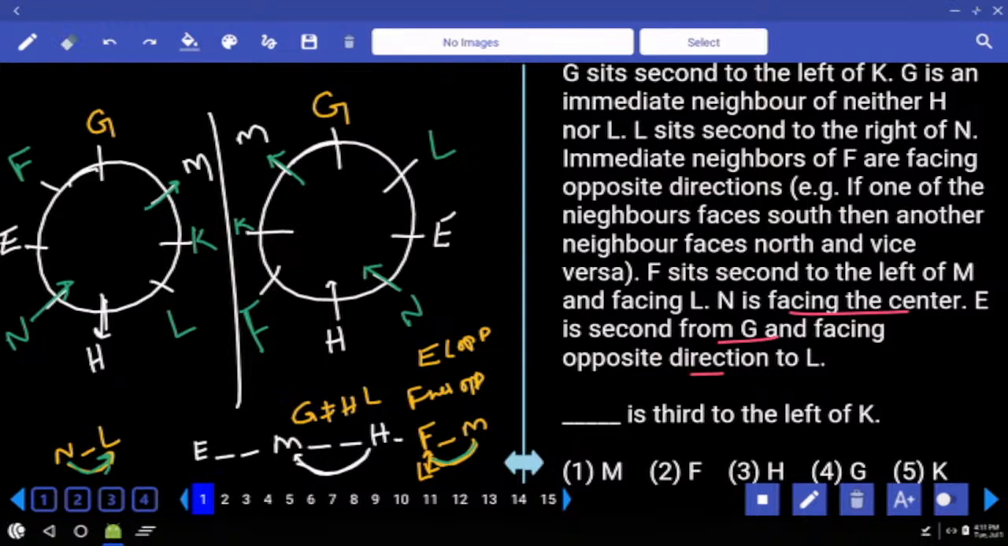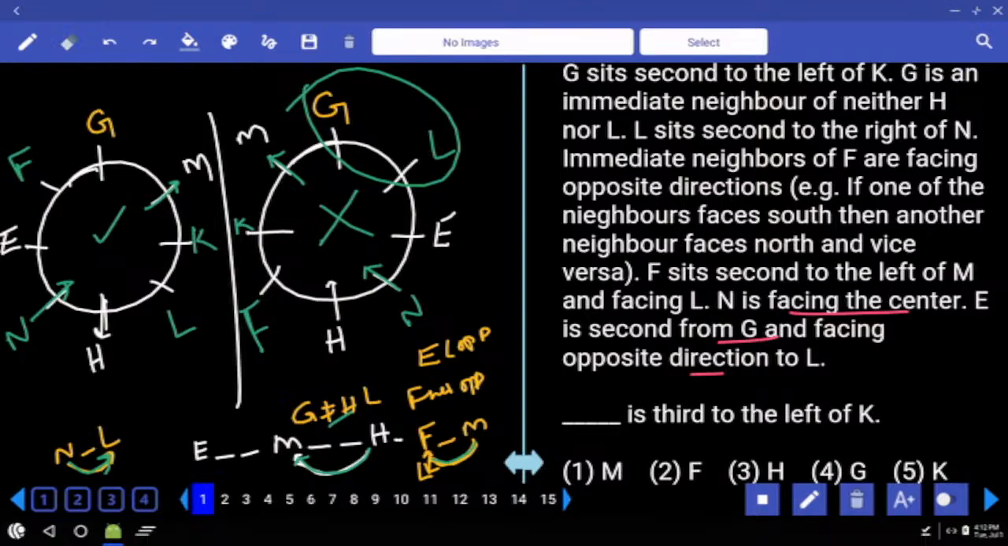Next one, E and L are facing opposite. And G is not adjacent to H and L. Now G is not adjacent to H and L. In this case, G and H are adjacent to each other. This case is ruled out. Now we are left with this case. Now according to this one, M is seated second to the left of H, which we have taken.